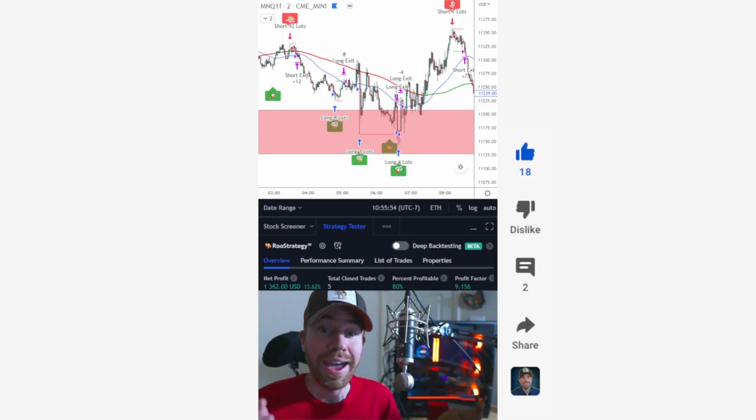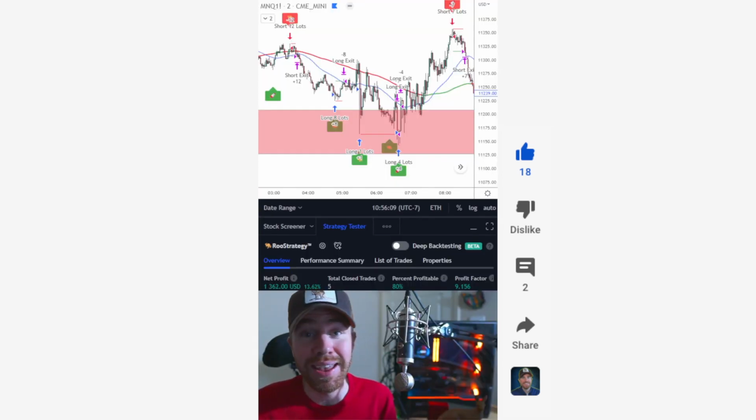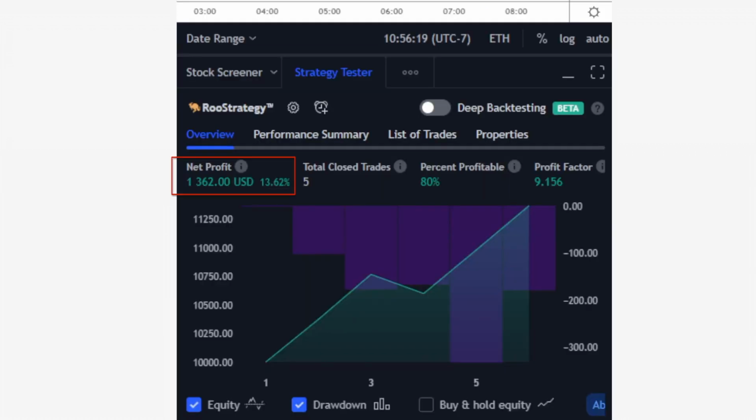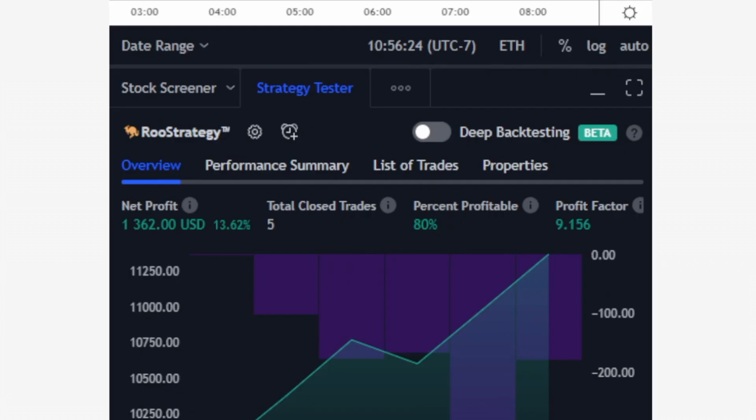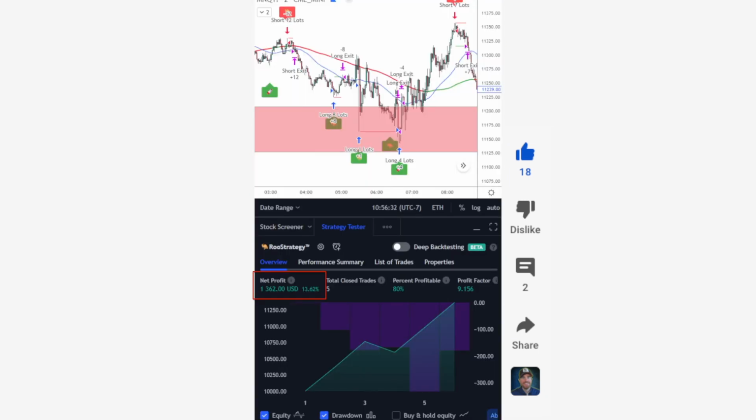Attention Forex traders, I created the world's best TradingView indicator and I have the backtesting proof that I'm going to show you right here. There it is right there. This is NASDAQ 100 using the MNQ symbol, official future symbol for NASDAQ 100. But this indicator took 5 trades at 1% risk with an 80% win rate, which was good for a 13% gain on that account. Now, if we take a look at US 30, your mind is about to be blown.